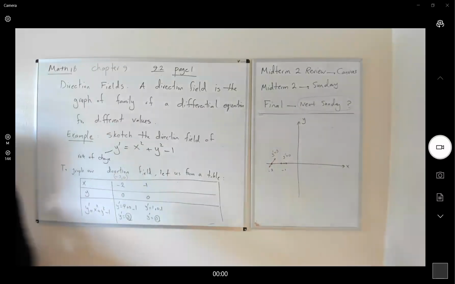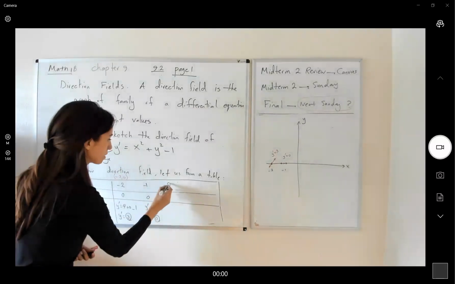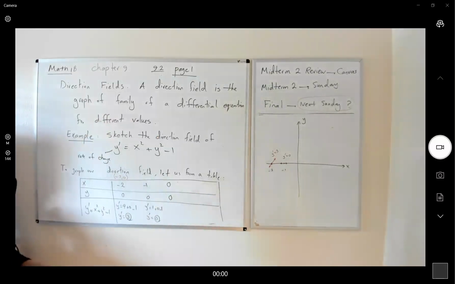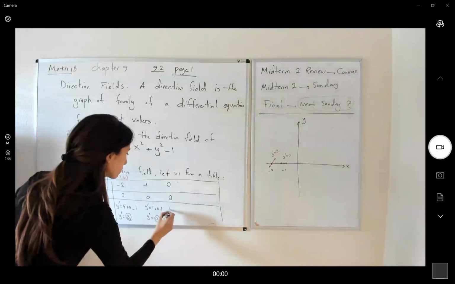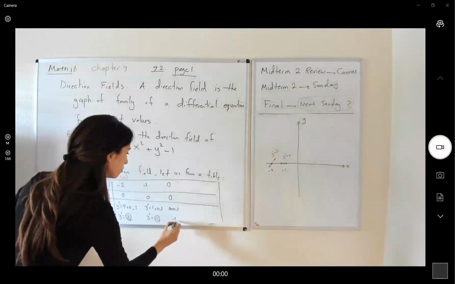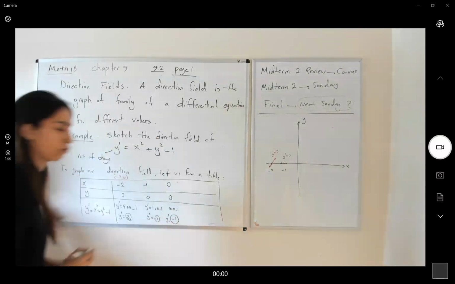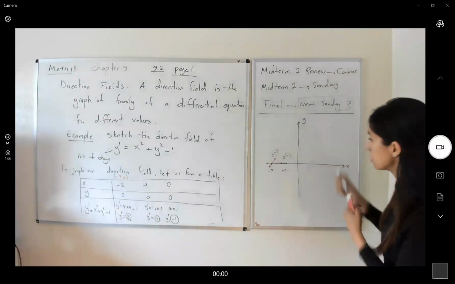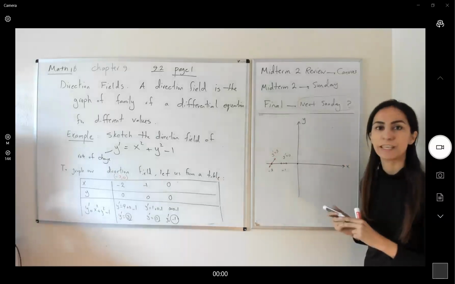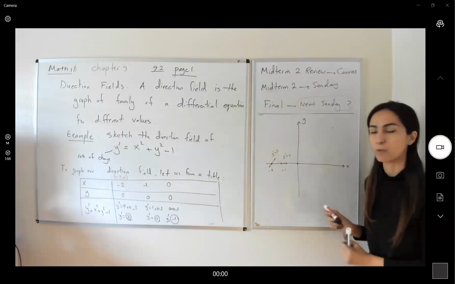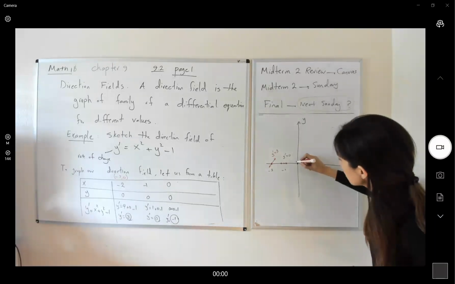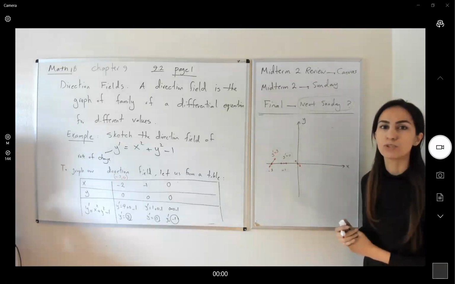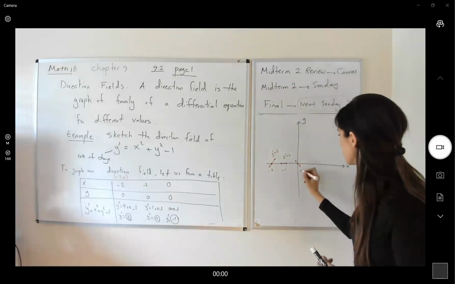Let's plug in another point. x is 0, y is 0. Why not? The origin. 0 plus 0 minus 1, which is negative 1. Y prime is negative 1. You have a negative slope. At 0 and 0, you have negative 1 as the slope. As you all know, the line is going to be like this.